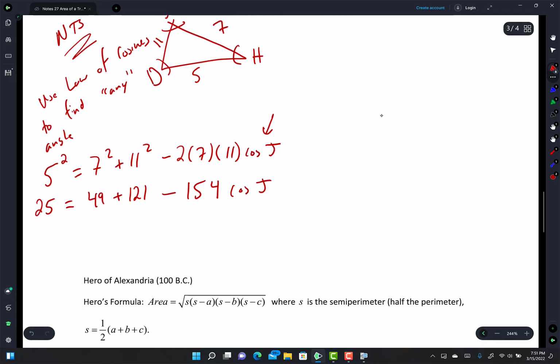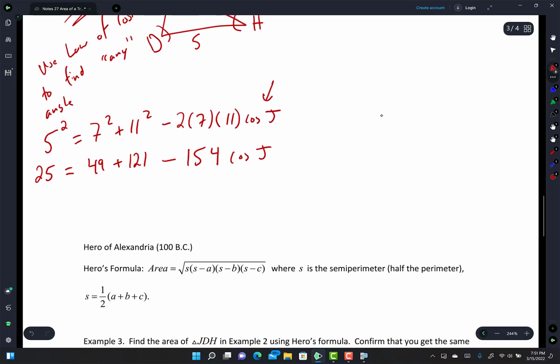If you see errors, let me know. Put it in the comment box. Hopefully there won't be many. Hopefully there won't be any.